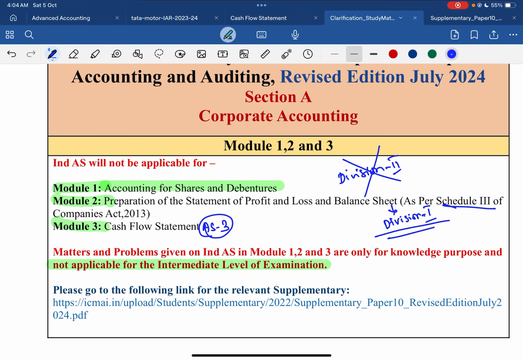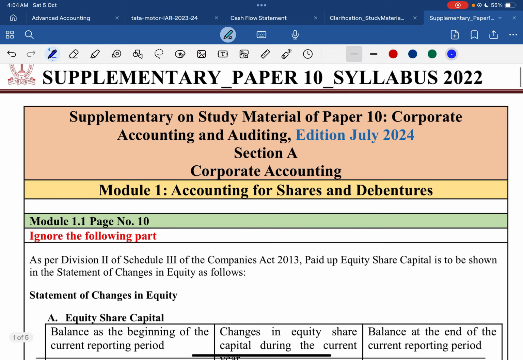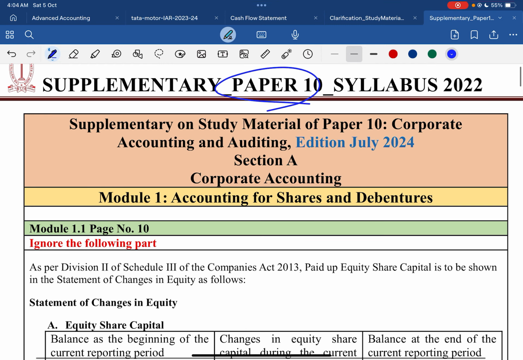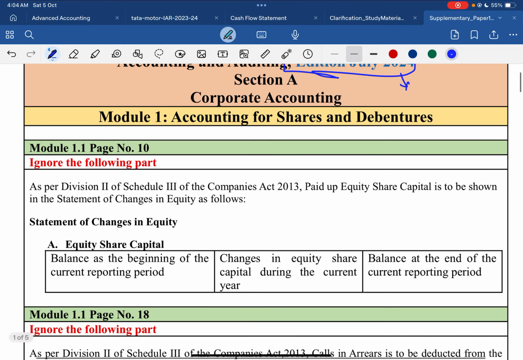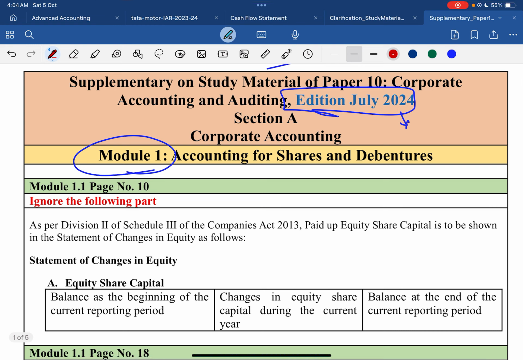There is one more important PDF also, which I am going to discuss with you. This is a supplementary material which has been given in addition to the July 2024 edition. Whether you are using this edition or an earlier edition, you should be very careful. This PDF is also available on the website. You can check and download it.